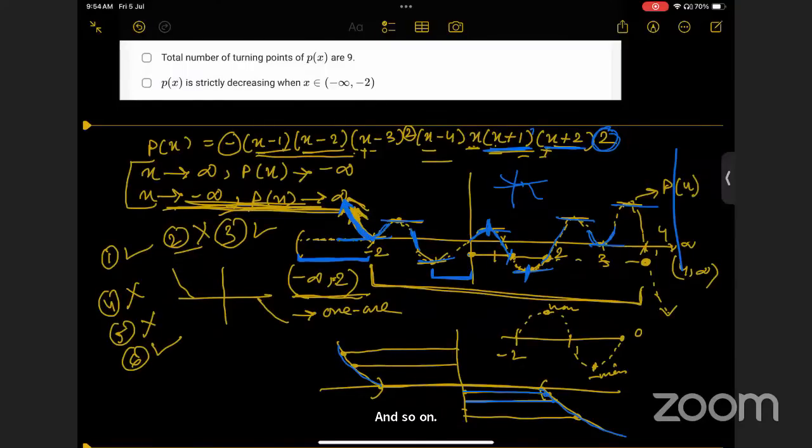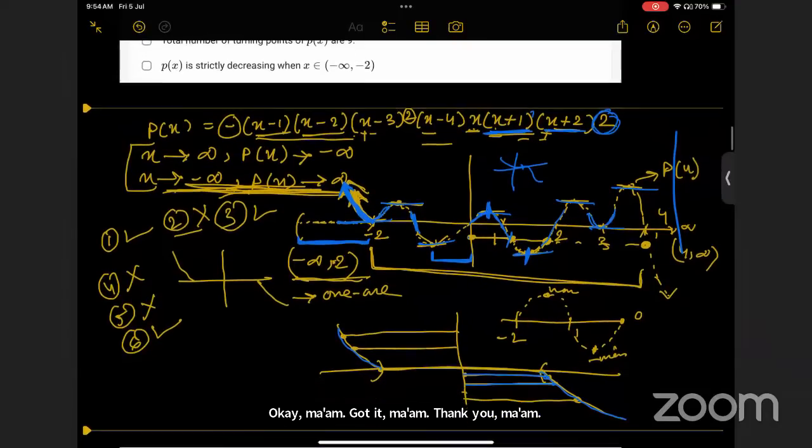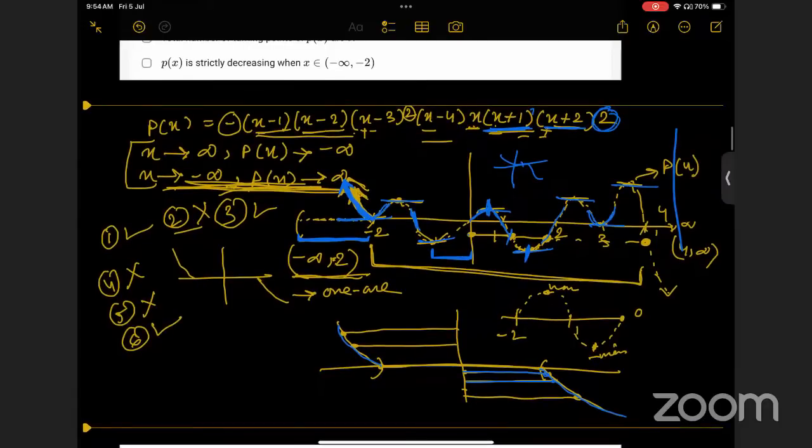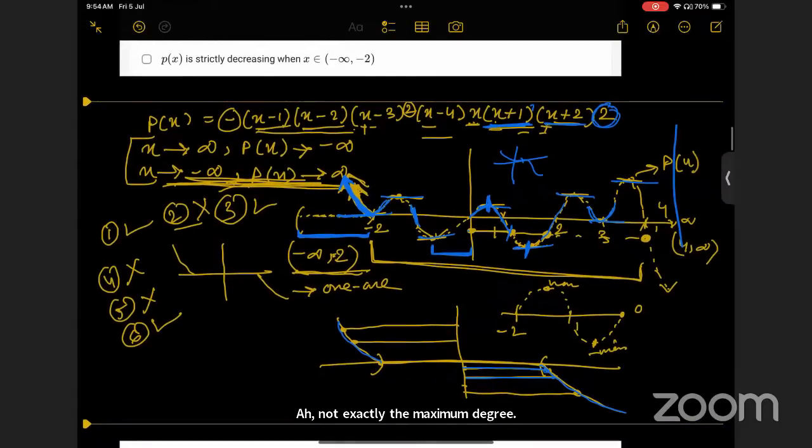And ma'am, here do you check what the maximum degree is? Not exactly the maximum degree. You need to check this because of the end behavior. Actually, it is better to check it by the factors. Okay.